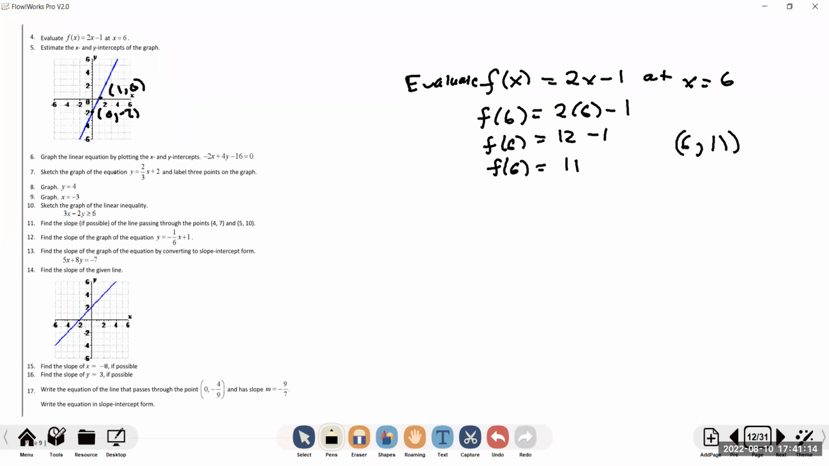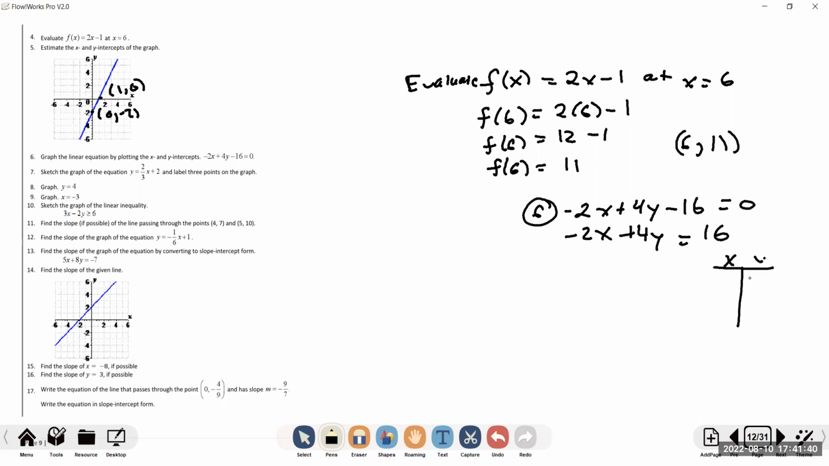Graph the linear equation by plotting the x and y intercepts. Problem number 6 asks for -2x plus 4y minus 16 equals 0. Let's make this -2x plus 4y equals 16 to make it a little easier for us. When x is 0, 4y is equal to 16 and y has to be 4. When y is 0, -2x is equal to 16 and x has to be -8.